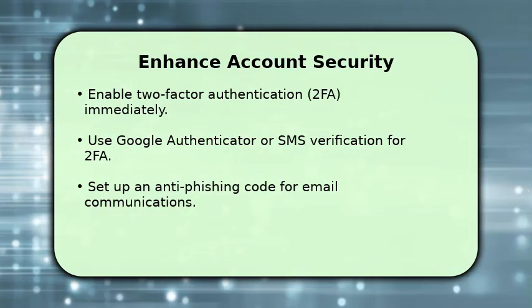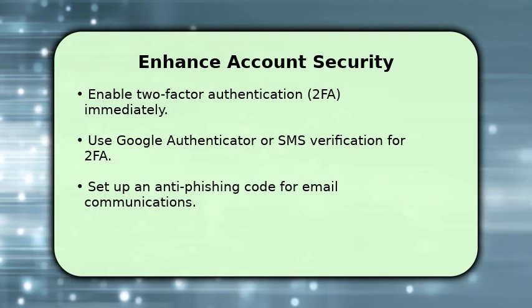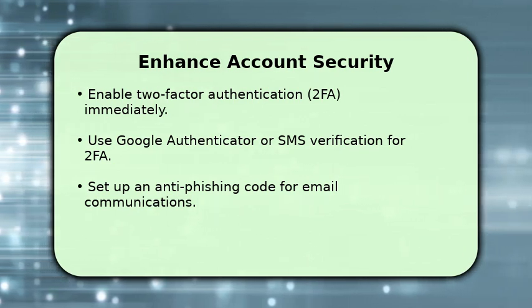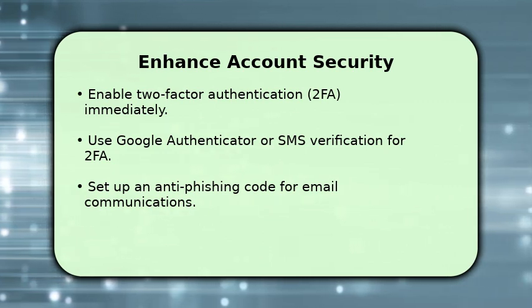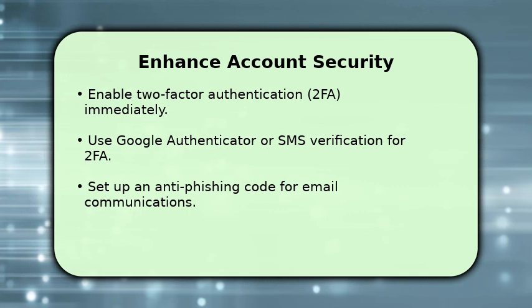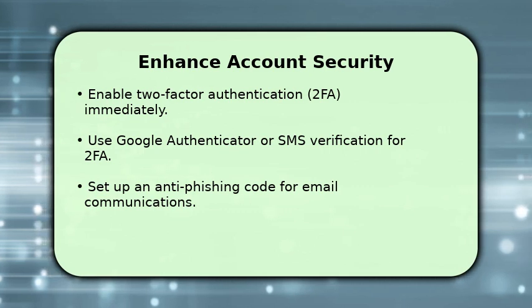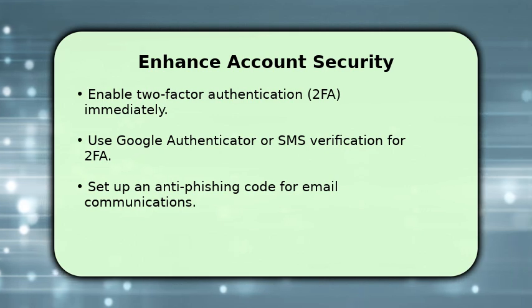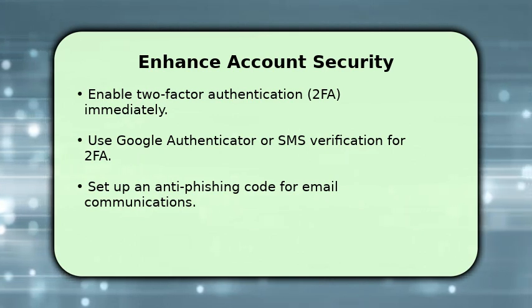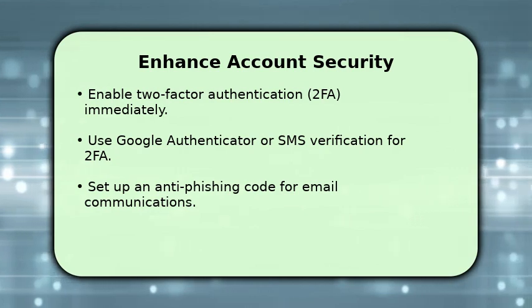After verification, prioritize enhancing your account security. Immediately enable two-factor authentication, or 2FA, using either Google Authenticator or SMS verification. This adds an extra layer of protection against unauthorized access. Additionally, set up an anti-phishing code within your Binance settings. This unique code will appear in all official Binance emails, helping you identify legitimate communications.